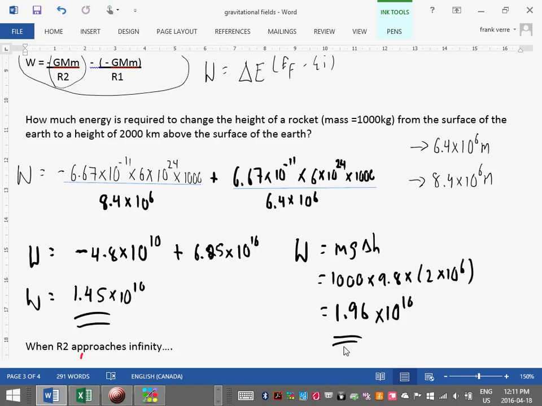Little g. Yeah, little g. Little g is not going to be 9.8, 2,000 kilometers away from the surface of the Earth. So, which answer is right? This one. This one's going to be the right one. Okay?